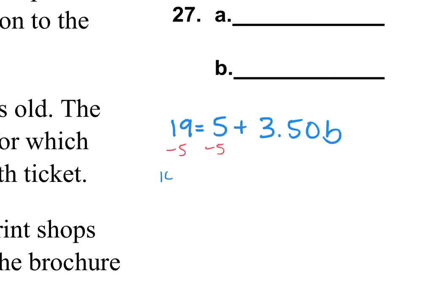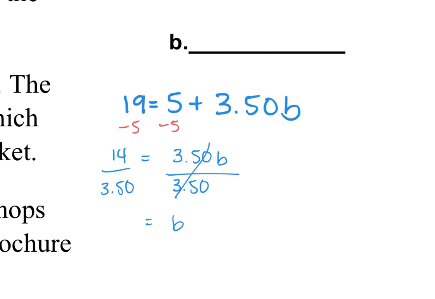We would get 14 equals 3.50B. Divide by 3.50 to both sides. And we're going to get B equals, now, some people don't know what 14 divided by 3.5 is. I don't know it off the top of my head, so I'm going to use long division. 3.5 does not go into 1. 3.5, let's see how many times it goes into 14. I'm going to guess 4.